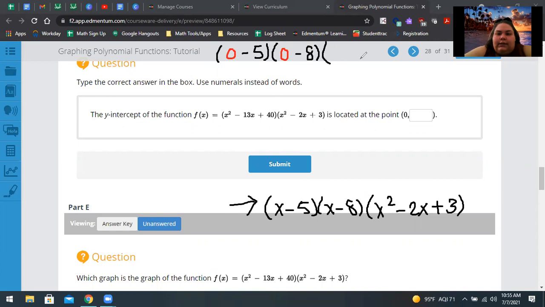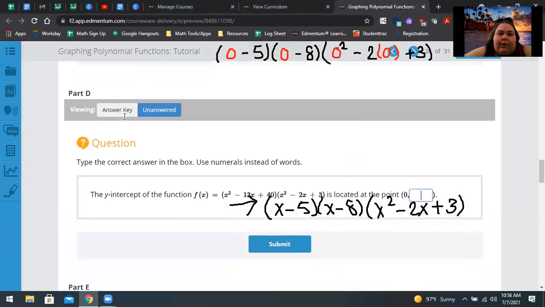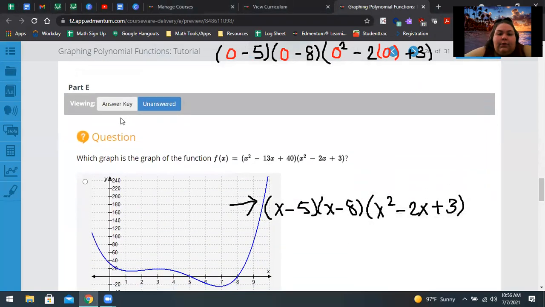Parentheses. That is 0 squared minus 2 times 0. And we have this plus 3. Go ahead and simplify it as much as you can, multiply, and then enter your value there for part D. Moving on to part E.